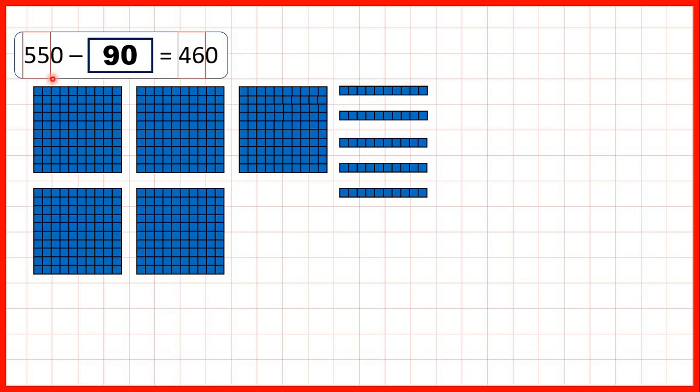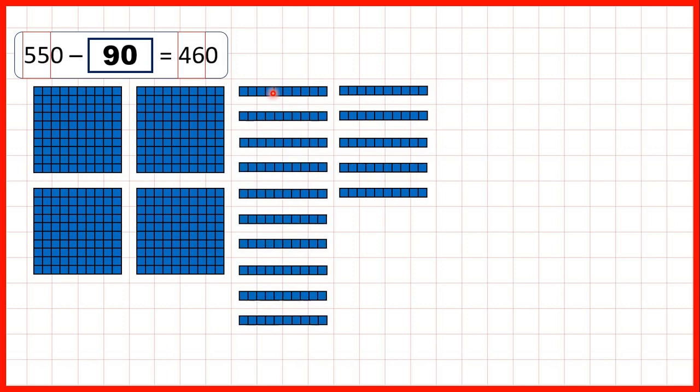And now we start with 550, and we need to make 460. To do that, we can exchange one of our hundreds for 10 tens, and then if we're going to be left with only 6 tens, we need to take 9 tens away. So that's 5 tens here and 4 tens here. So that means 550 minus 90 is 460.